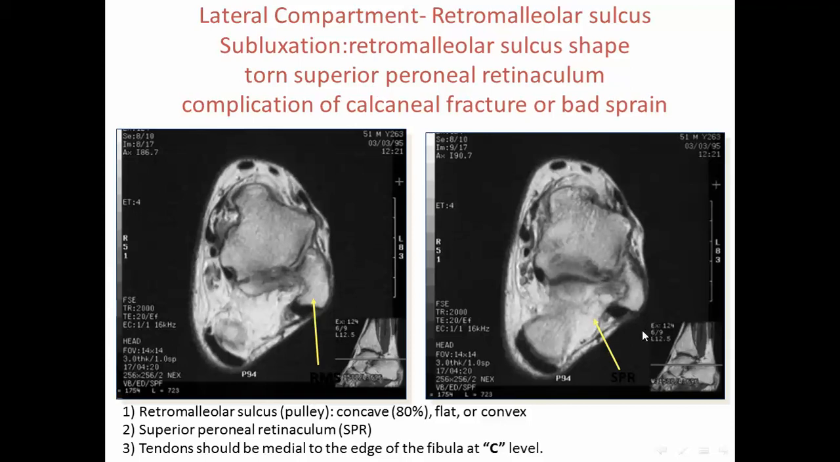This retinaculum may be torn, a complication of calcaneal fracture or bad sprain. So to get a lateral compartment injury, usually there is a calcaneal fracture. To displace the tendons, it depends on the shape of this groove. Usually it is concave, but sometimes it's flat or convex. If this concavity is flat or convex, these tendons can be displaced. If this retinaculum is intact, this is good. If not, the tendons can be displaced.